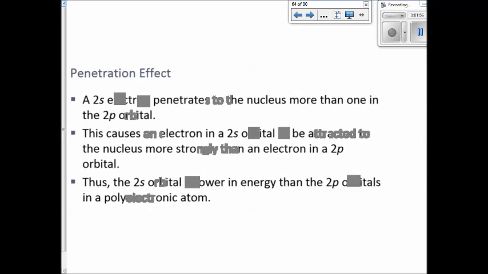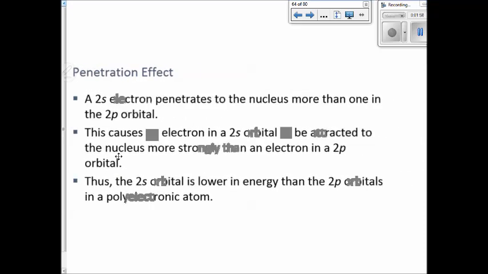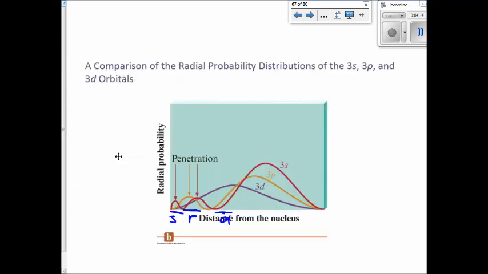Ooh, what's going on there? Okay, let's try this again. There we go, much better. Has it more strongly than the attraction to the 2p electron, and based on that penetration, the 2s electron is going to have the lower energy.